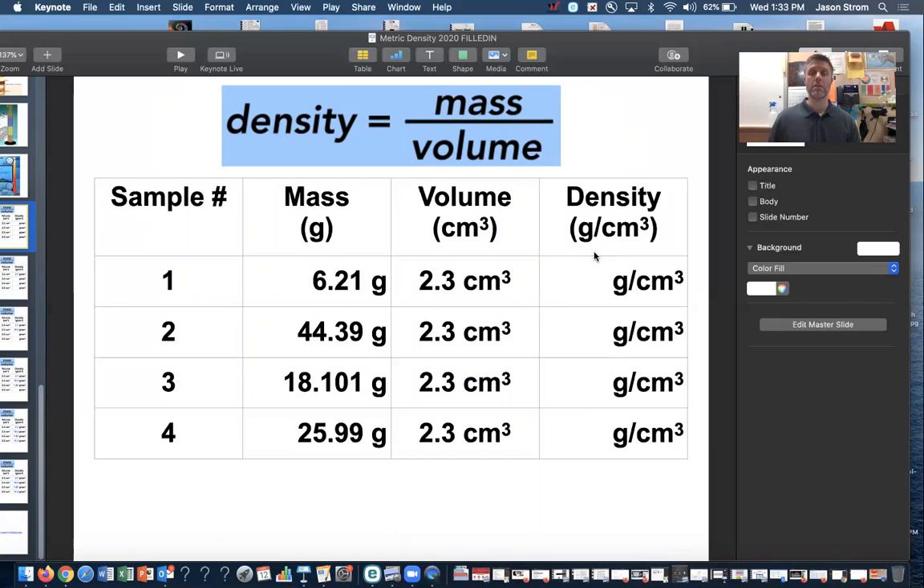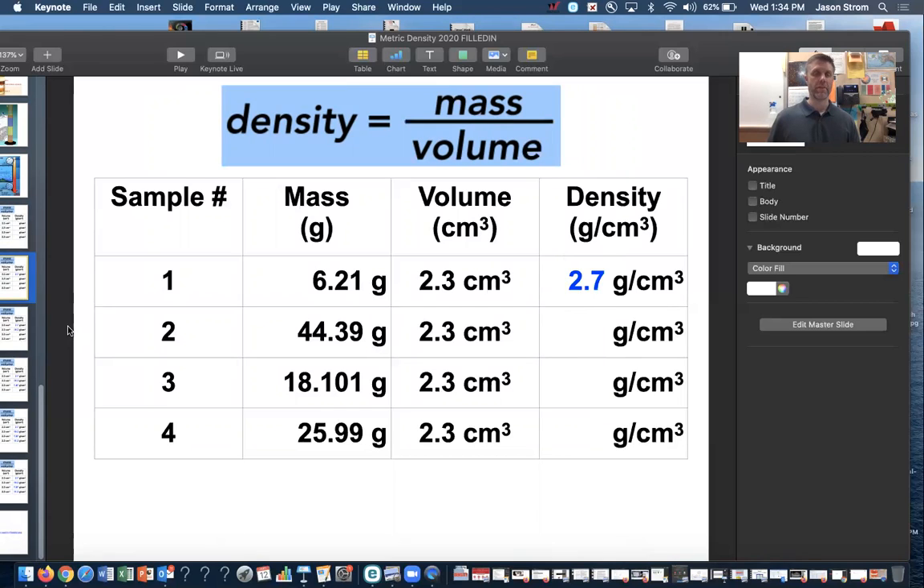Does anybody have the density value for this one? And feel free to use a calculator. You don't have to. Do it in your head. 2.7. Nice. So write that down in your notes. Yeah, so you can type in 2.7 there.